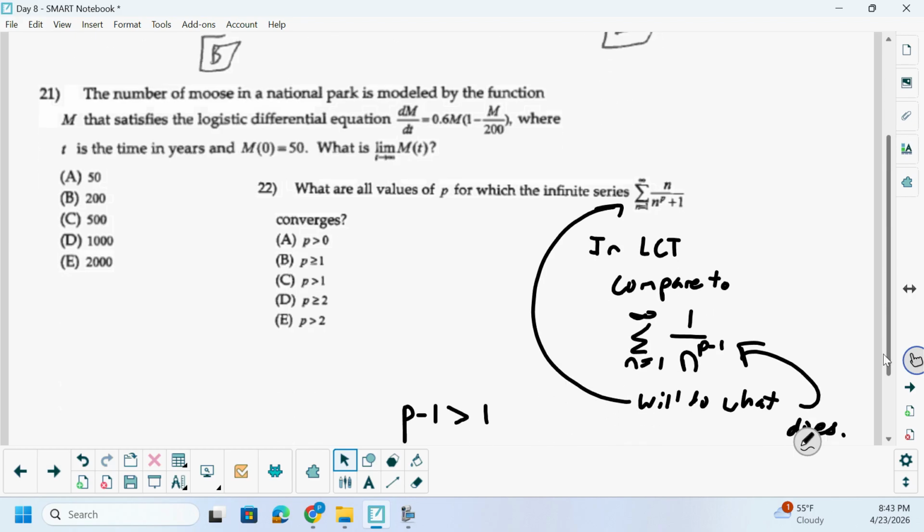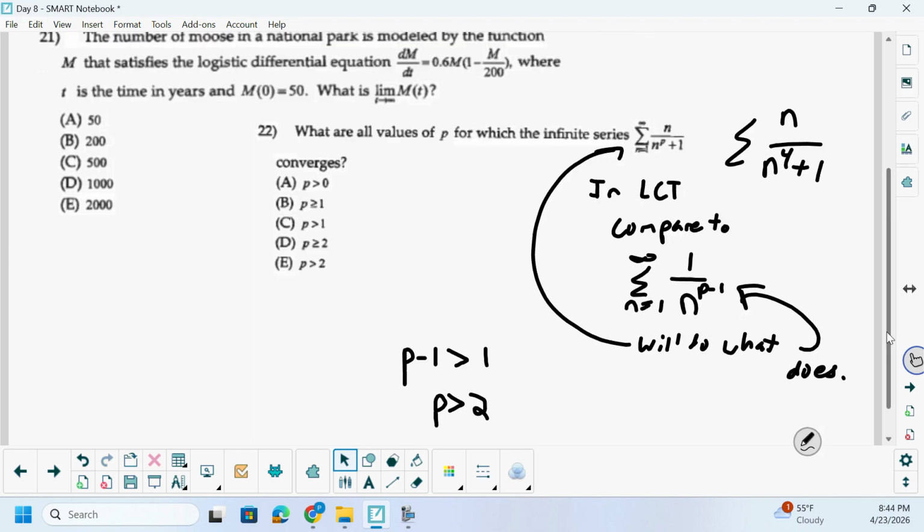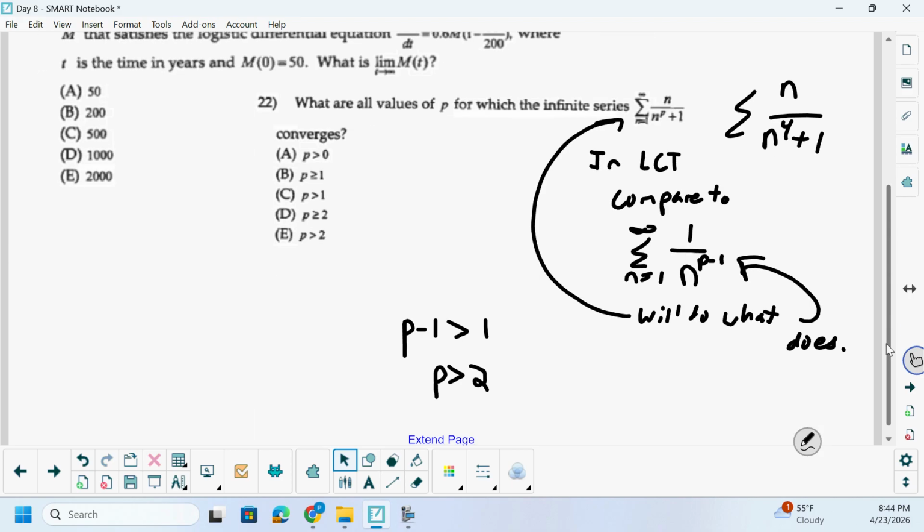In our next one, imagine this summation was an n on top and it was like n to the fourth plus 1. We would do a limit comparison test with 1 over n cubed because our gap between the powers is 3. You'll notice that the gap between the powers, because the numerator power is 1, is just 1 less than the denominator power. So if we have n over n to the p plus 1, we'd want to do limit comparison with 1 over n to the p minus 1. Well, for a p series to converge, we need the power to be greater than 1, so let p minus 1 be greater than 1. Add the 1 over and get p is greater than 2, so it's choice E.